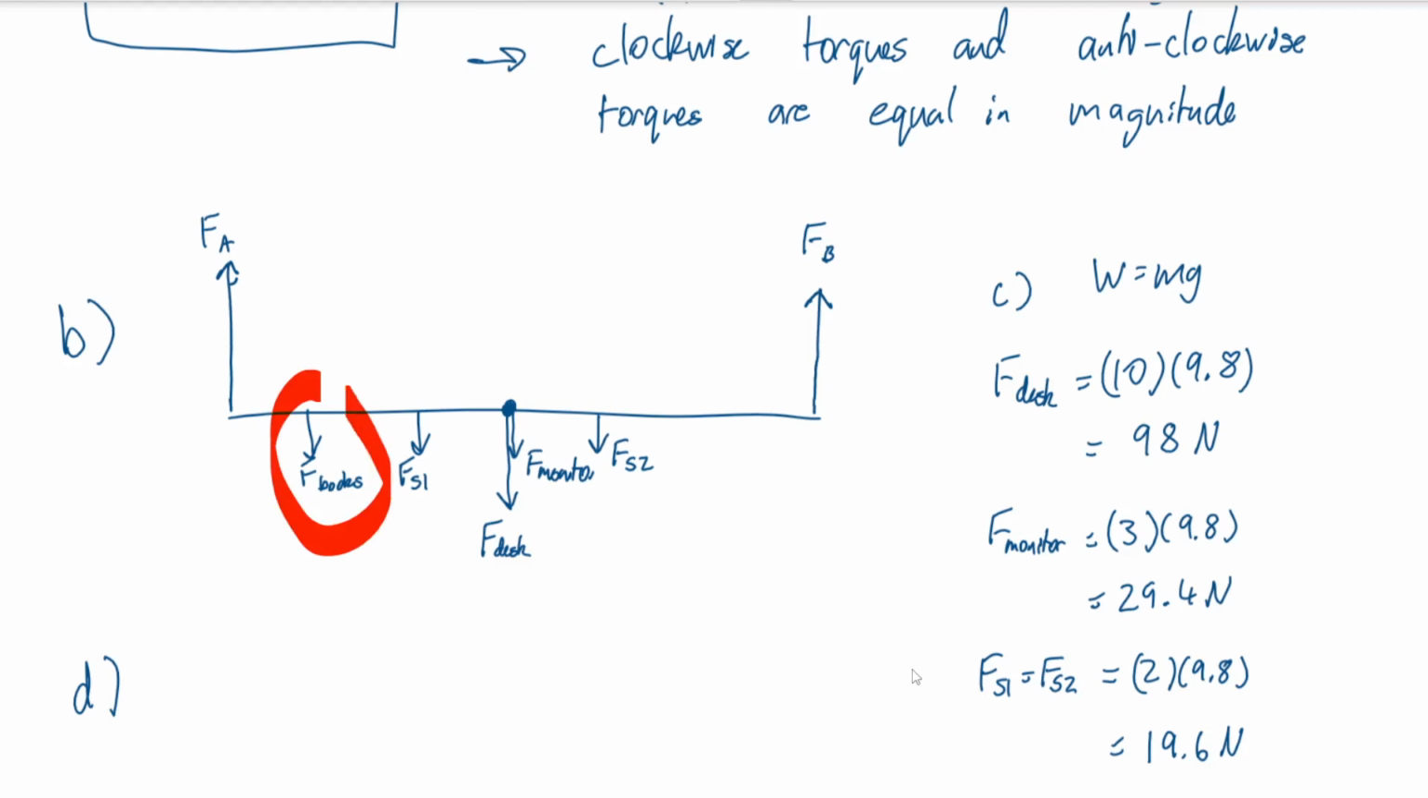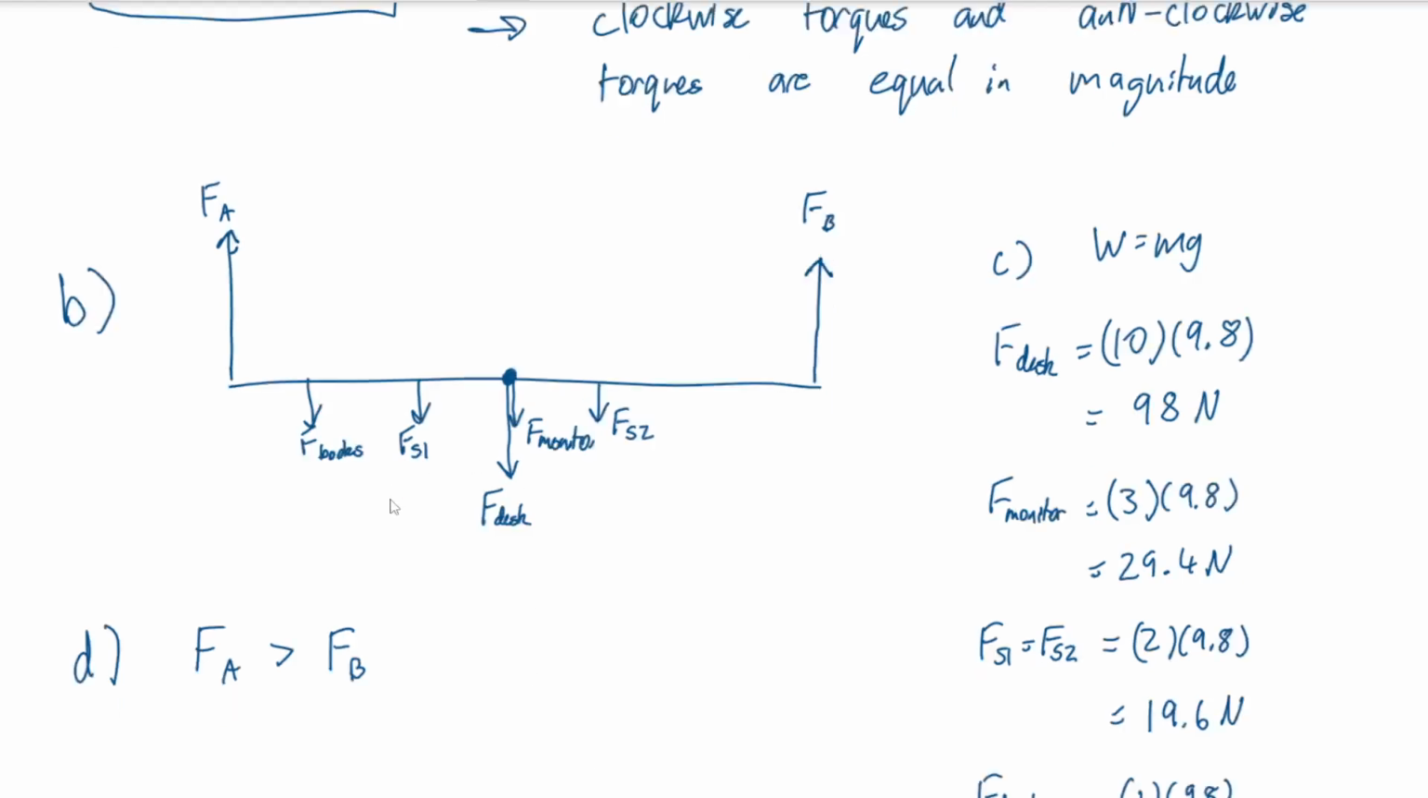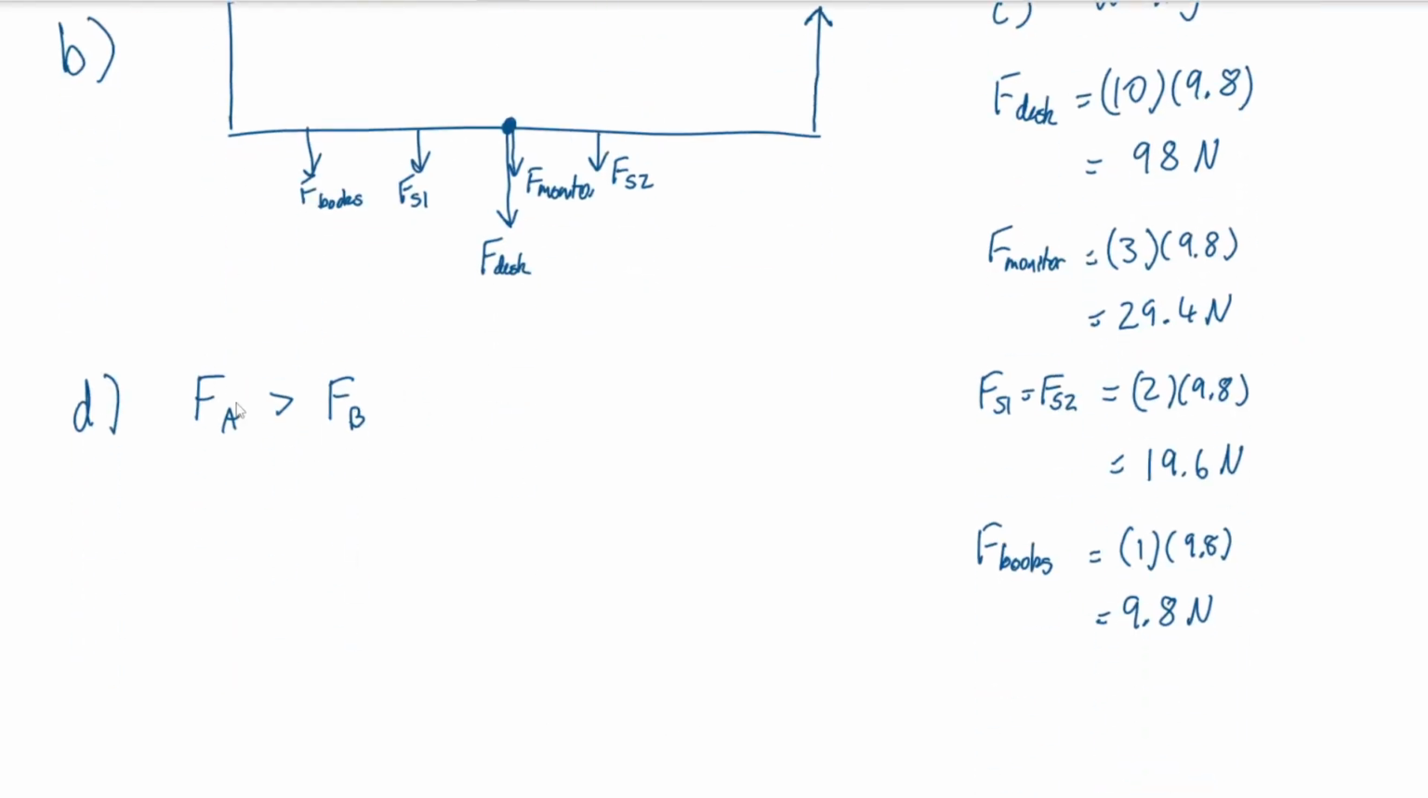However, the books are offset. They are much closer towards leg A, which means leg A will be holding up most of that weight in comparison to FB. So in fact, the support force at leg A is greater than at FB. So we could say FA greater than FB. And this is why we labeled them clearly, so we don't need to write out massive paragraphs.